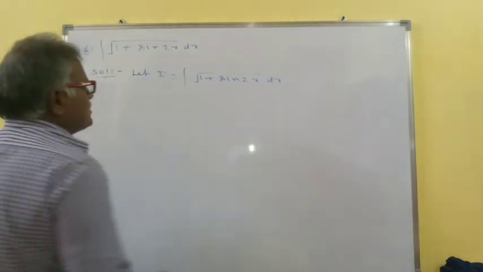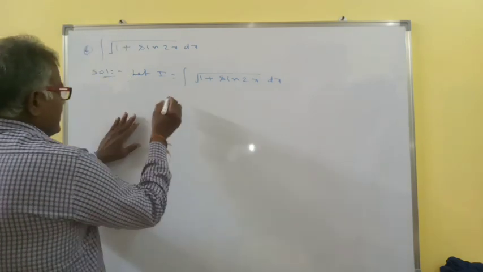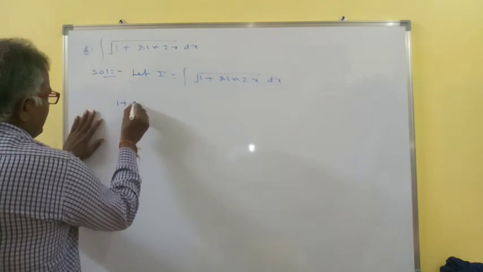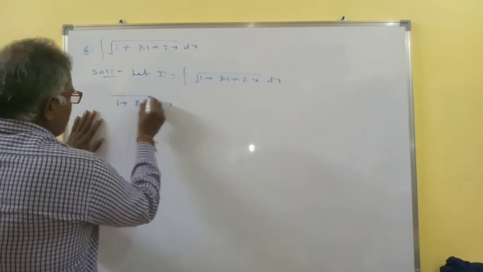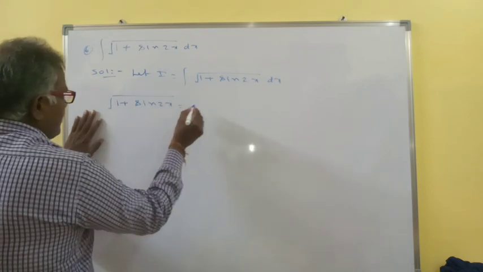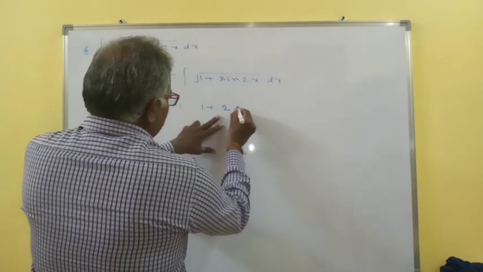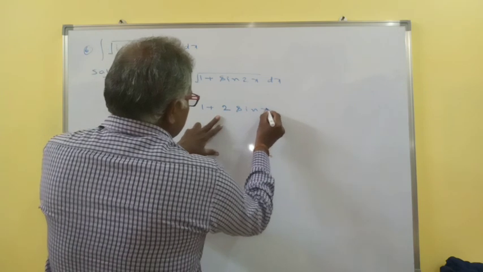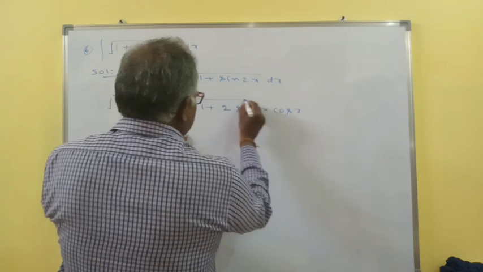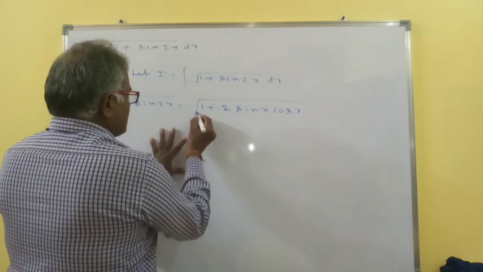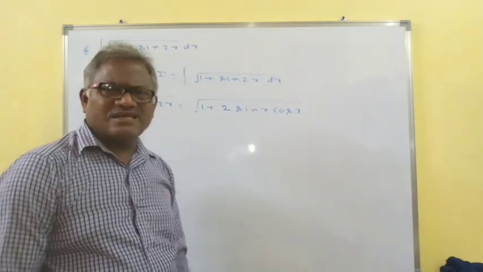So first of all you should write the formula for sin 2x. I have to simplify here sin 2x under root, no problem. So sin 2 theta means 2 sin theta cos theta. Similarly sin 2x means 2 sin x cos x. 2 sin x cos x is enough.